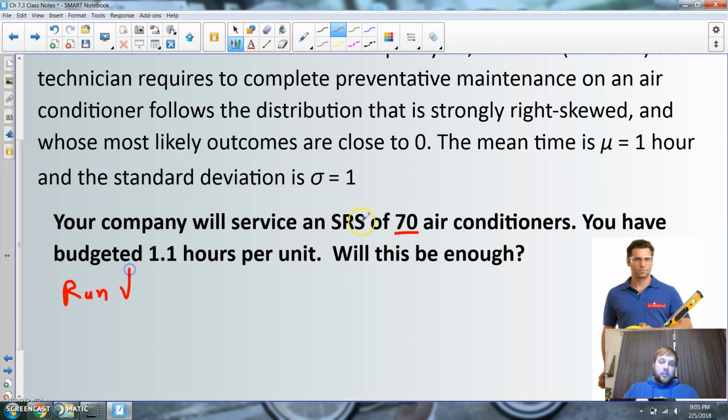Check, right? It's a simple random sample, okay? By the way, this says random. Did I pass the independence test? Alright, did I do an independence test?